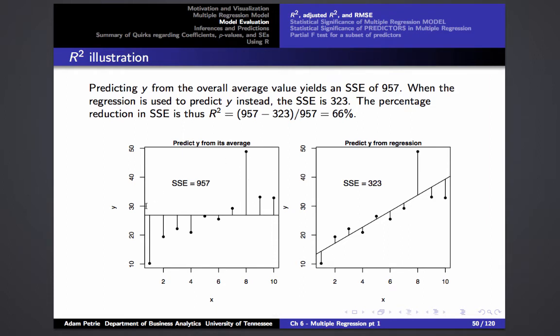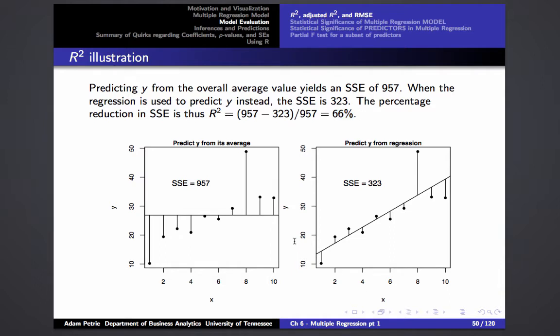Okay, just as an illustration, remember the naive model: we predict y from the overall average value of y in the data. So the naive model in a simple linear regression is just represented by a flat horizontal line. Here are the errors that the model is making. We square them, sum them up to get an SSE of 957. When we use the regression, well, the regression has more flexibility. It's going to get closer to the data points. The sum of the squared errors is going to be smaller. And if we look at that percentage reduction, in this case, 957 to 323, we get an R squared of 66%. So 66% of the variation in y that we see, from 10 to 50, can be explained by our model.